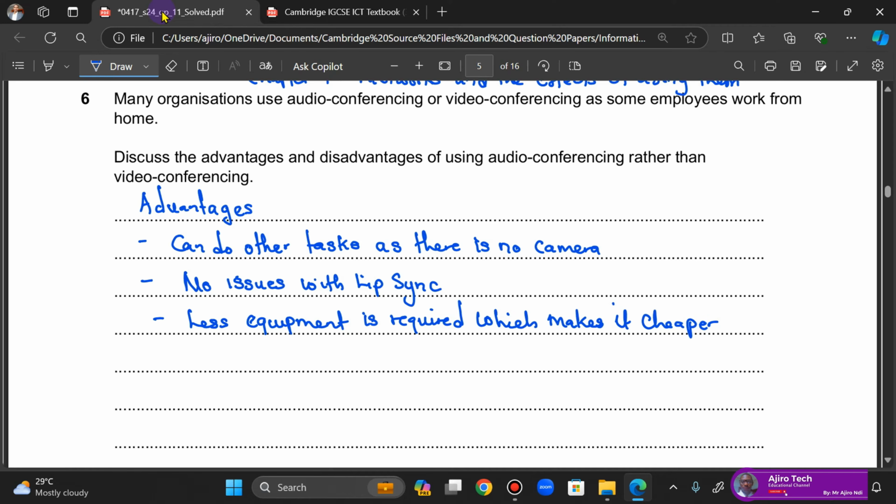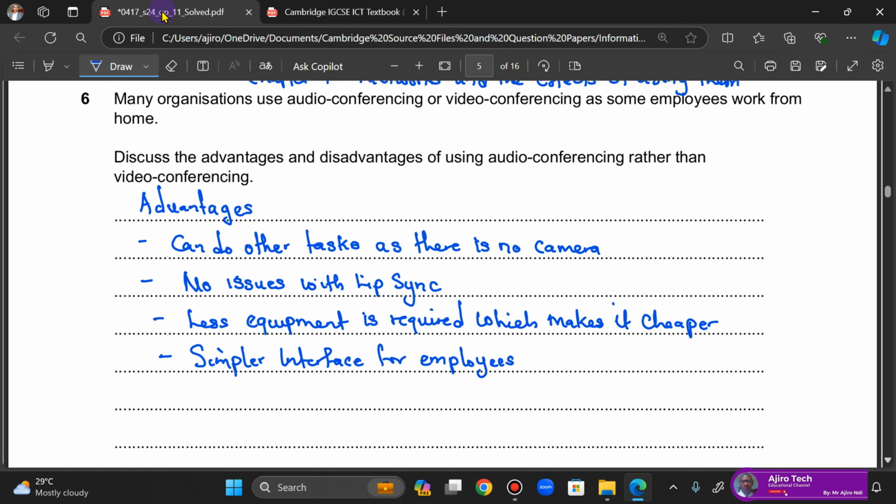Can we do one more? Let's say many organizations use audio or video conferencing as some employees work from home. So I think between video and audio conferencing, audio conferencing is a simpler interface for every employee. So I can put that in: a simpler interface for employees.